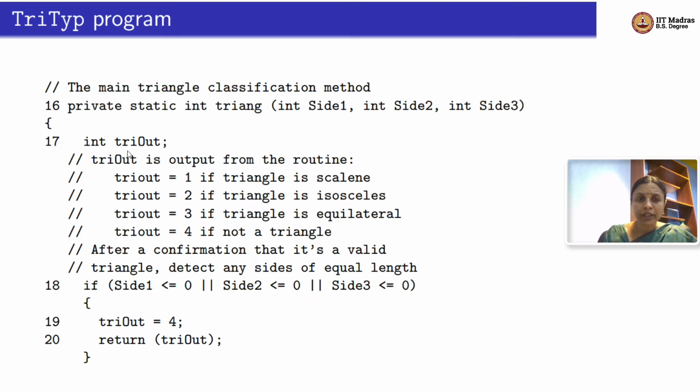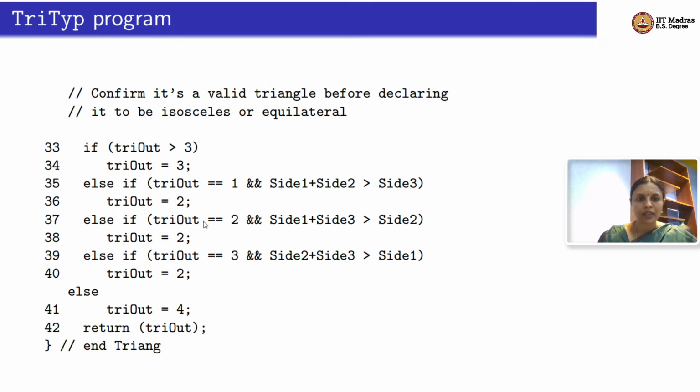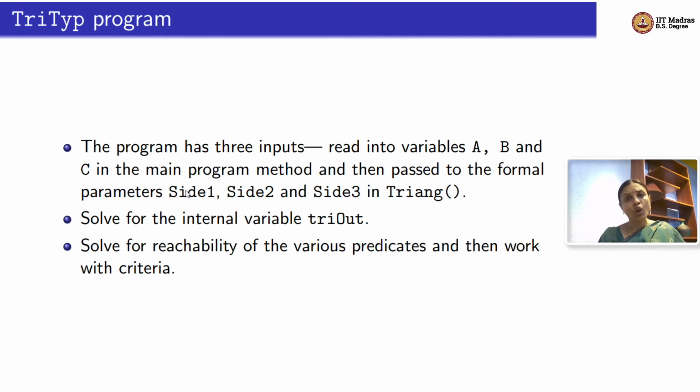So this internal variable, the predicates, if you see side 1, side 2, side 3 are in terms of the coupled variables. This is again in terms of coupled variables. But these predicates here, 33, 35, 37 and 39 involve a local variable called tryout. So we have to solve for tryout because tryout is an internal variable, and we have to also solve for reachability of various predicates. We'll do it manually for now.